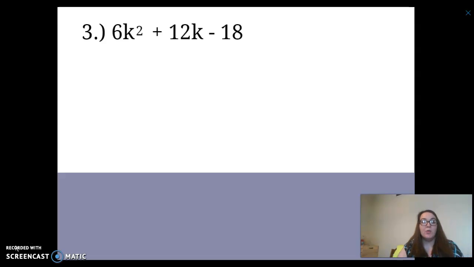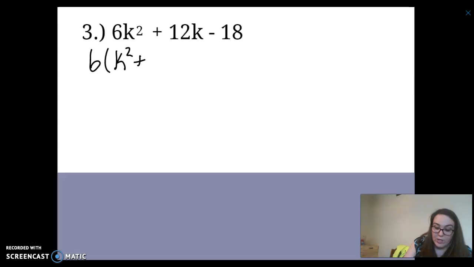Here's example number 3. 6k squared plus 12k minus 18. When you look at all of those numbers, remember first I want to look for a GCF. All of those numbers do have something in common. Those numbers do have a 6 in common. So the first thing we're going to do is take a 6 out of every single number. So I have a k squared plus a 2k because 12 divided by 6 is 2, minus 3 because 18 divided by 6 is 3.